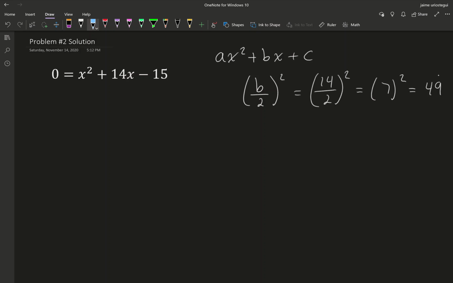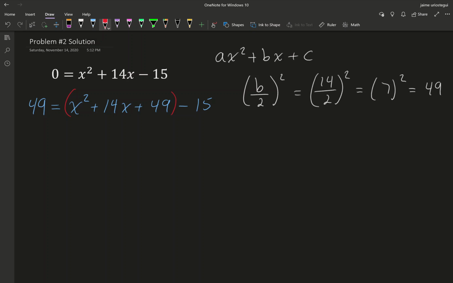When we add 49 to both sides, we get 49 is equal to x squared plus 14x plus 49 minus 15. What we just did here in this bit right here is we completed the square. That there is now a perfect square trinomial. And that means we've completed the square. So now we can just kind of solve for x.